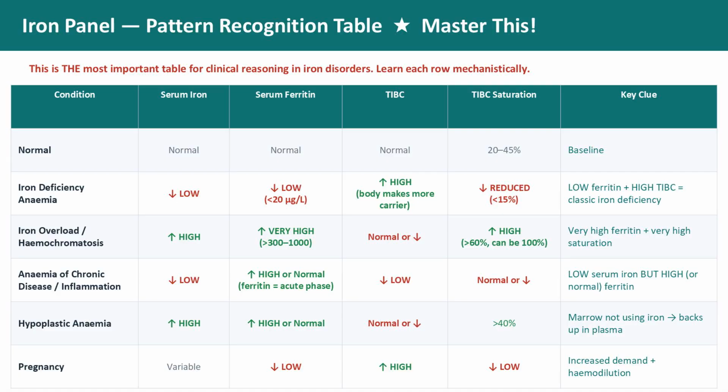Mastering the iron panel pattern recognition table is crucial for diagnosing iron disorders. Each condition presents unique patterns in serum iron, ferritin, TIBC, and saturation levels. Recognizing these patterns aids in accurate diagnosis and treatment planning.